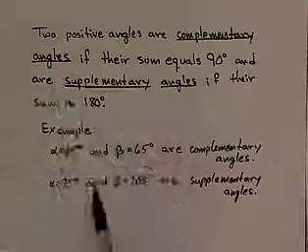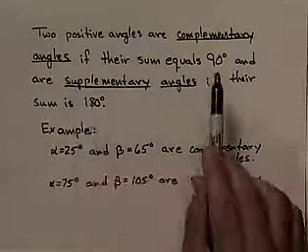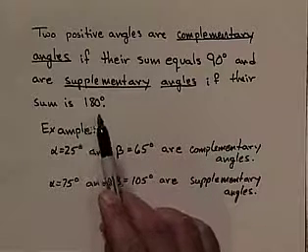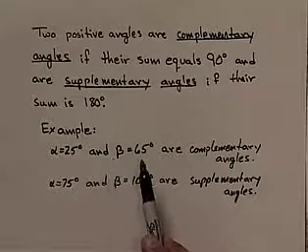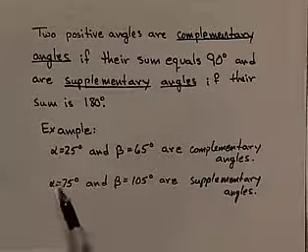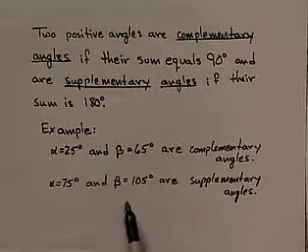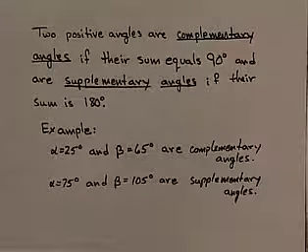Another property of angles, or actually some terminology, is complementary and supplementary angles. Two positive angles are complementary angles if their sum equals 90 degrees, and are supplementary angles if their sum is 180 degrees. For example, we have alpha equals 25 degrees and beta equals 65 degrees. These are complementary angles because their sum is 90 degrees. As another example, alpha equals 75 degrees and beta equals 105 degrees, and these are supplementary angles because their sum is 180 degrees.